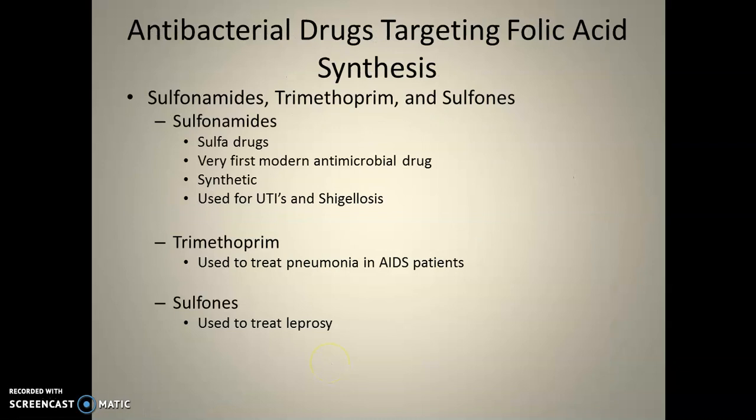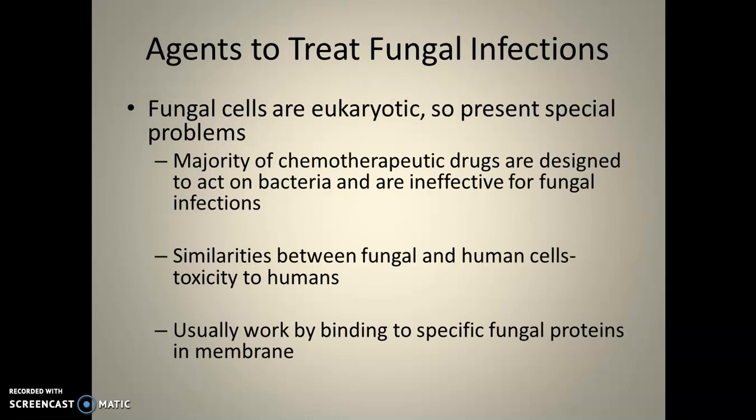And again, just so you have an idea of what some of these are used for: sulfonamides are sulfa drugs. You may have heard that. They're considered the very first modern antibiotic. They're completely synthetic, designed to be a metabolic analog that binds to that substrate, because we were able to study that very specific pathway that we know humans or eukaryotes don't have. Sulfonamides are used for UTIs, and trimethoprim is used to treat pneumonia in AIDS patients. Sulfones, another kind of folic acid synthesis targeting drug, are used to treat leprosy. So that's just an idea of what those drugs are for.